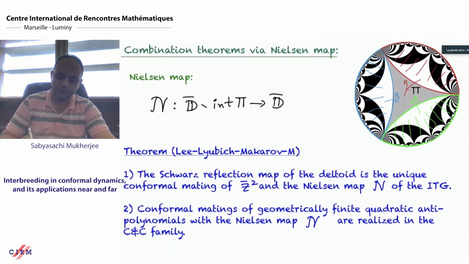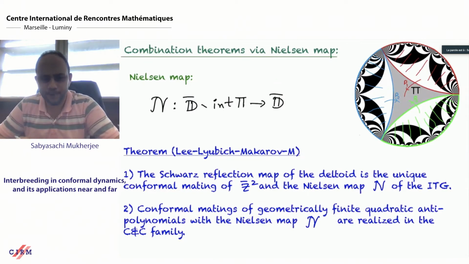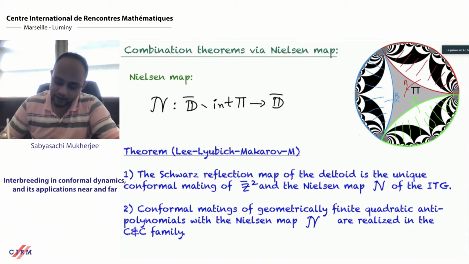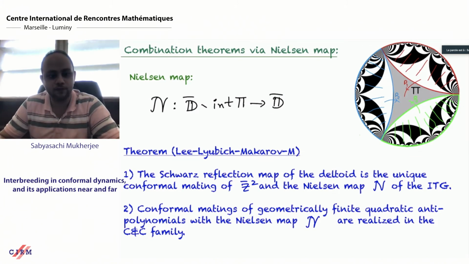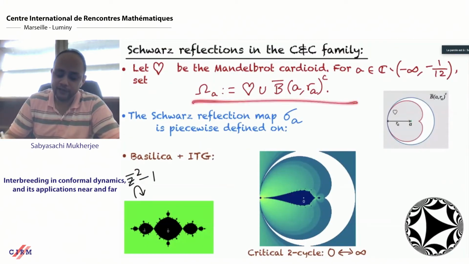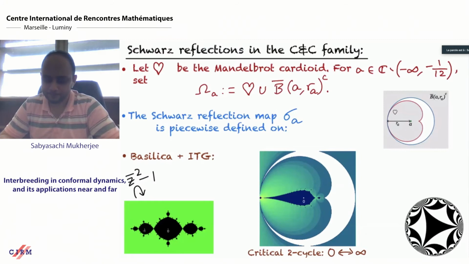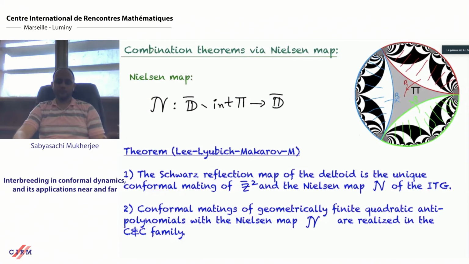So every geometrically finite map, again, geometrically finite essentially means hyperbolic, parabolic, and Misiurewicz maps, so every geometrically finite quadratic antiholomorphic polynomial can be mated with the Nielsen map of the ideal triangle reflection group, and such matings are realized in the circle and cardioid family for various values of a. That's good. That settles the situation, that describes the situation for the ideal triangle group.